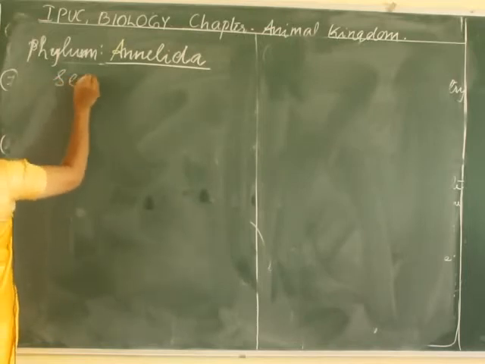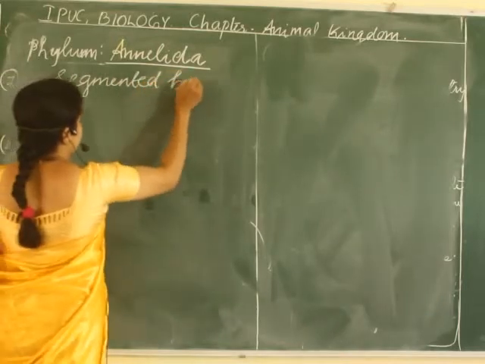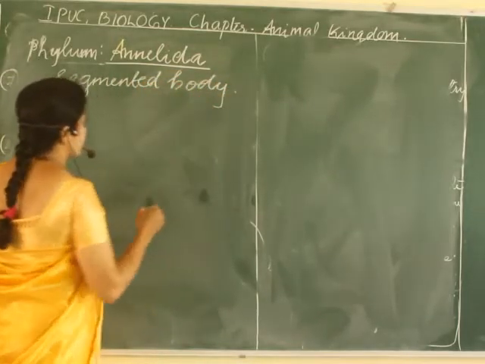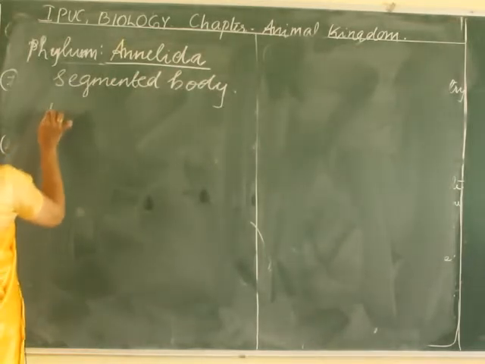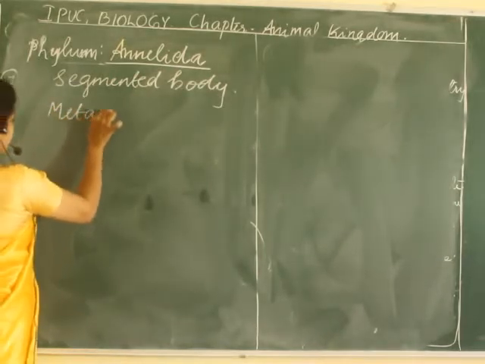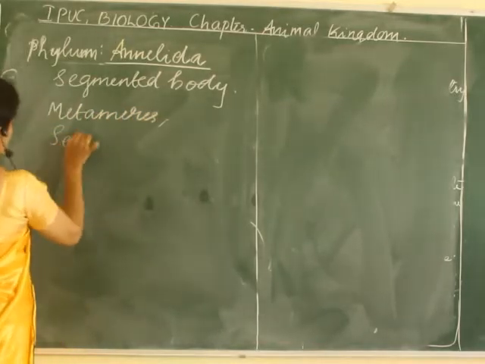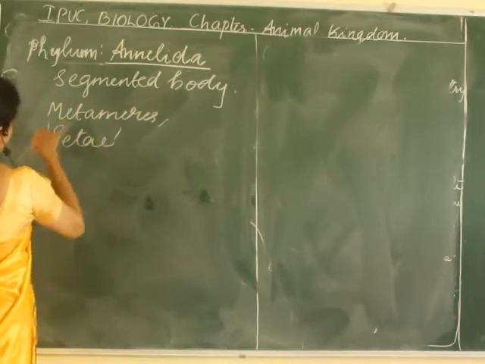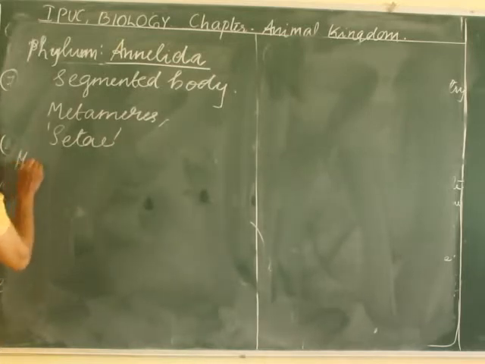Here they are segmented. The body is segmented; all over the body they have segments. Repeating units are there, which are called metameres. They are called metameres, or in case of earthworm, setae. Okay. Next, what about the other features?